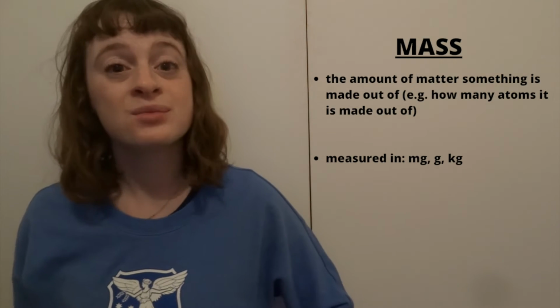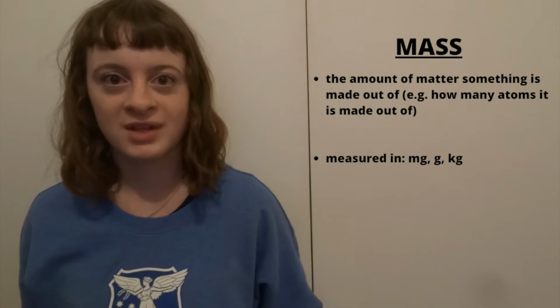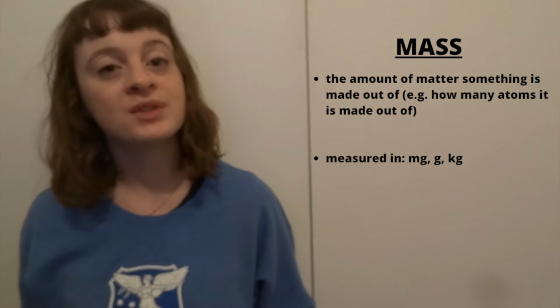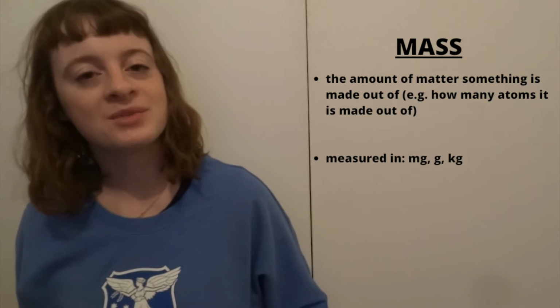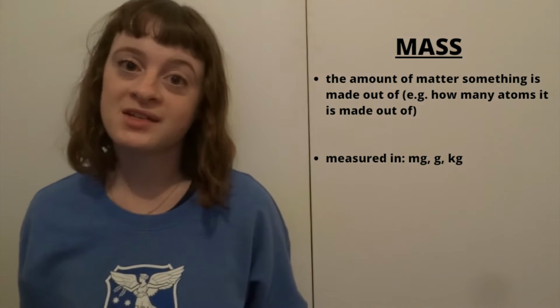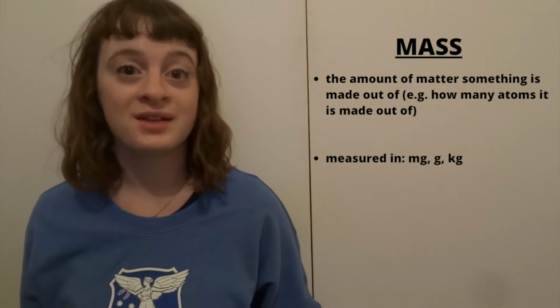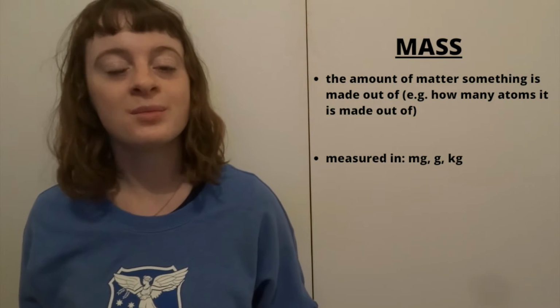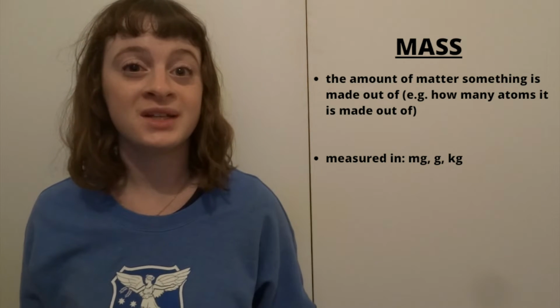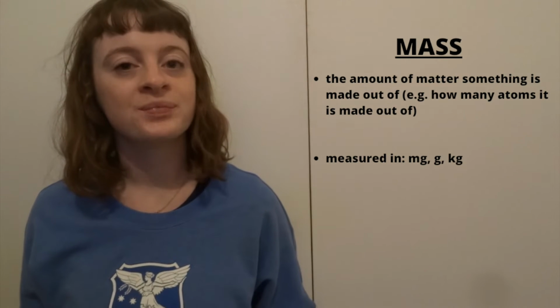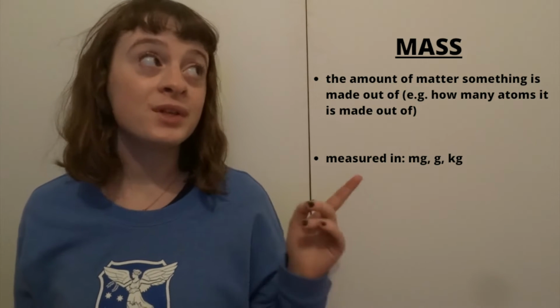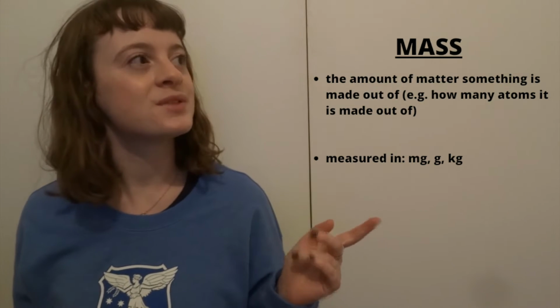Let's start with mass. Mass refers to how much matter something is made up of. You might remember that we talked about matter last term during chemistry. All physical things are made of matter, and all matter is made of these tiny little particles called atoms. So when we're talking about mass, we're really talking about how many atoms something is made up of. And we measure mass in milligrams, grams, and kilograms.